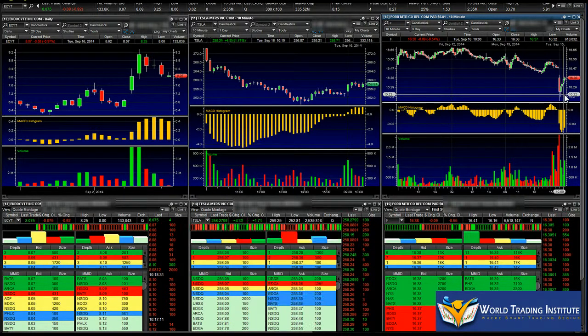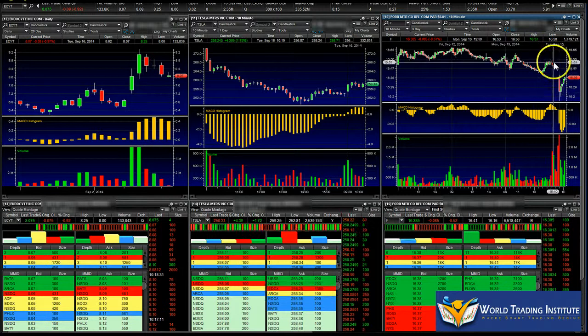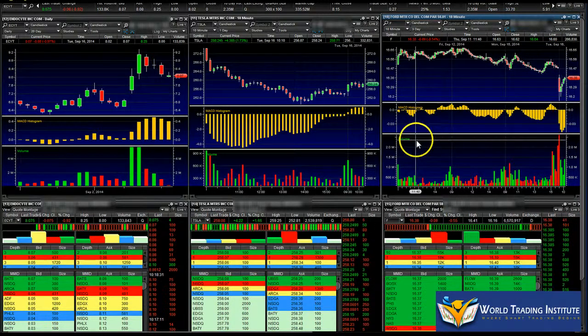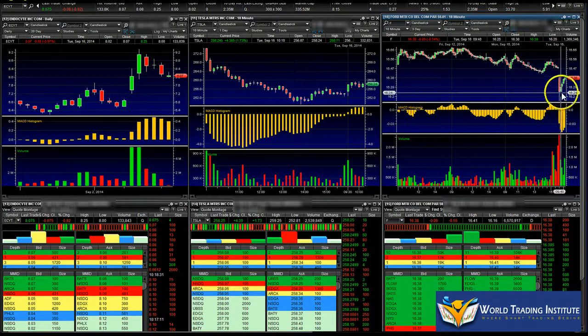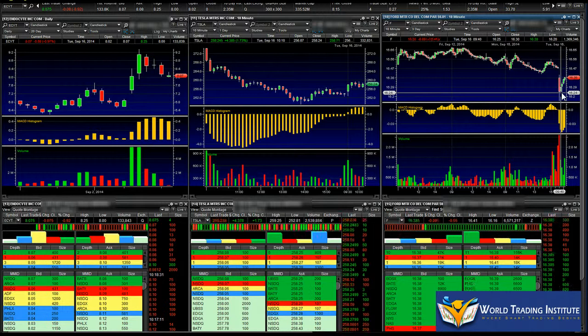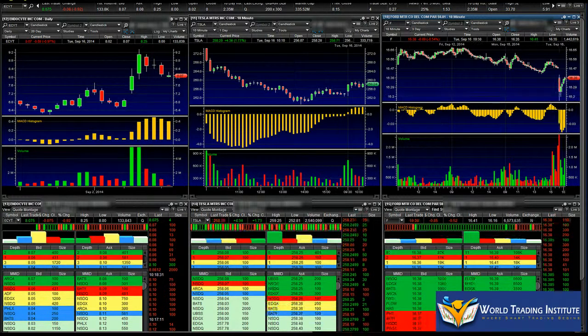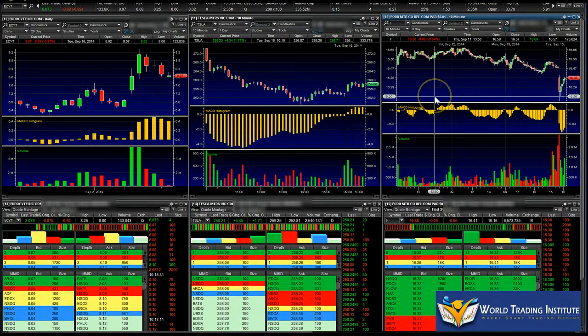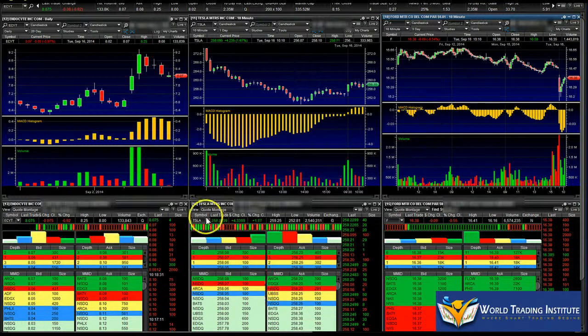So I'm going to pause it right here, and I'll start recording once the move happens, either once we get stopped out or once it continues to go lower. Remember, our target price for Ford is 15.60. Okay, so I'll pause it right here. Remember, this tutorial is provided by worldtradinginstitute.com.